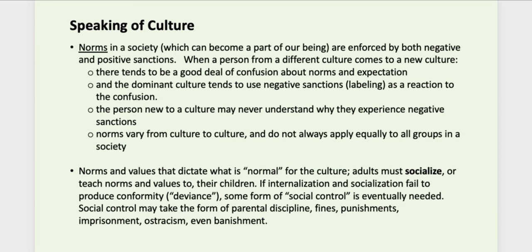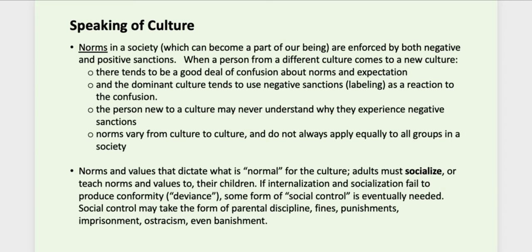So if internalization and socialization fail to produce conformity, that failure to conform, of course, is deviance, then some form of social control is eventually needed, and depends upon the culture, depends upon the situation, depends upon who's in charge and what the offense is, but this can take the form of discipline by parents. It can take the form of fines and punishments and imprisonment if parents don't intervene, or if the person's too old to be managed by parents.